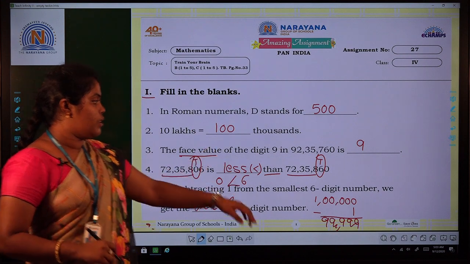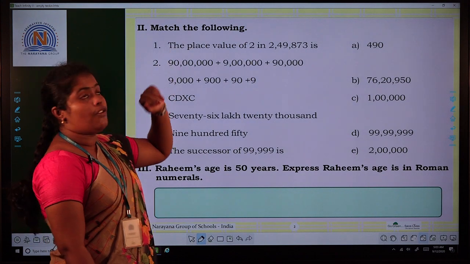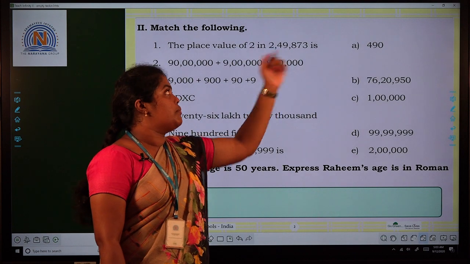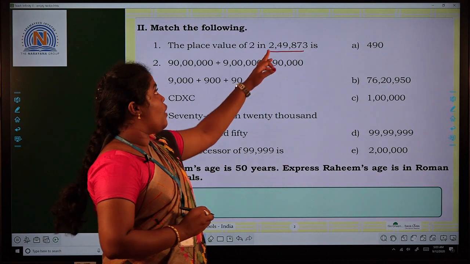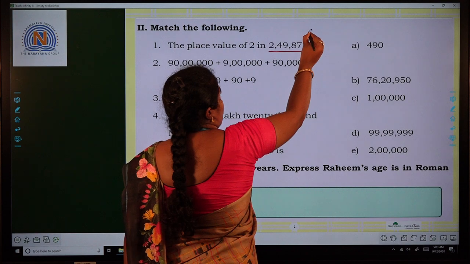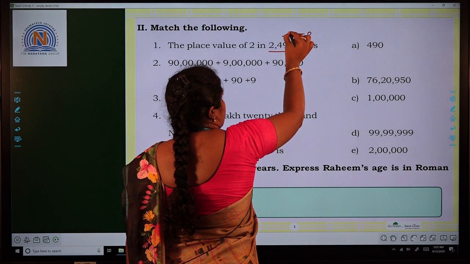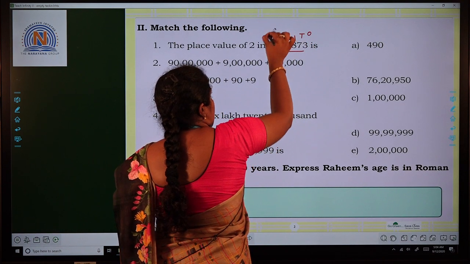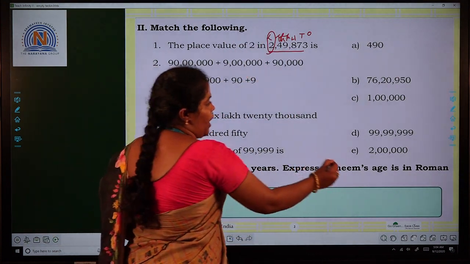Next, we will go to the next Roman. Second Roman, they have given match the following. First one is, the place value of 2 in the given number is. See here, the given number is 2,49,873. So mention the places: ones, tens, hundreds, thousands, 10,000s and lakhs. 2 is in lakhs place. So the place value of 2 is 2 lakhs. So we have to write E here.